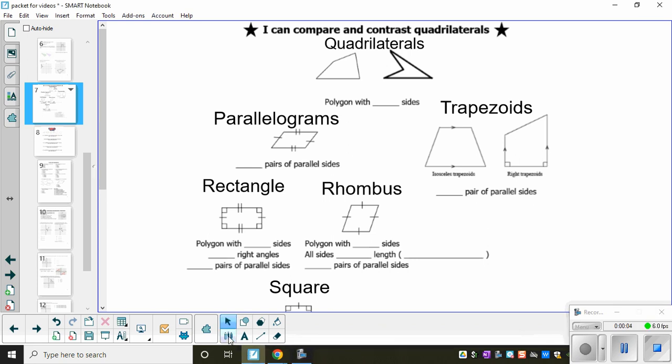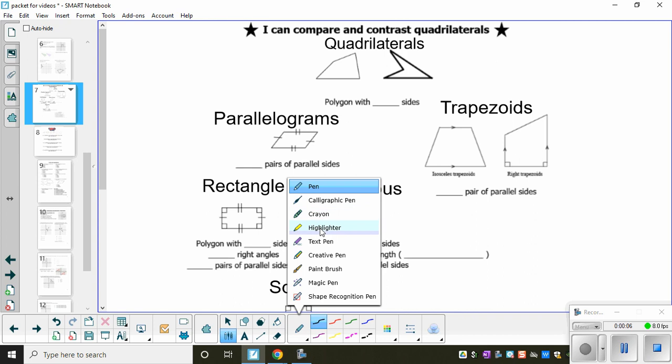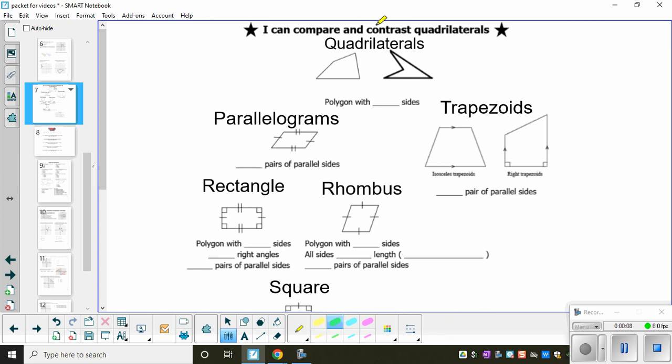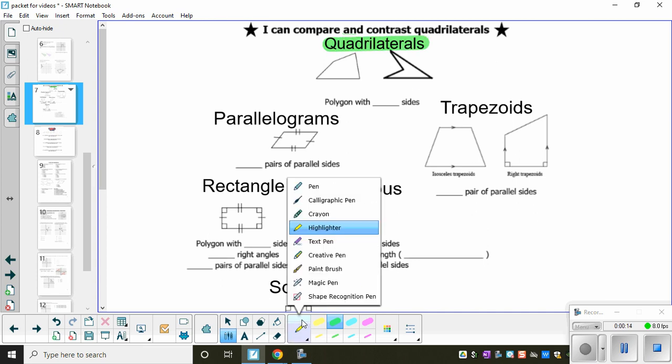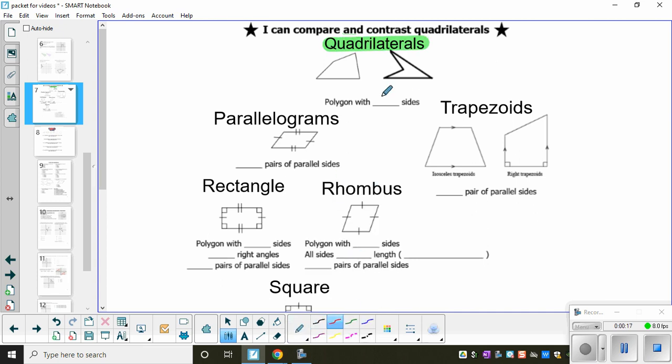Alright, hey there. So today in our video, what we're going to be looking at is actually just a bunch of quadrilaterals. And I think that most of you might remember from elementary school that quadrilaterals are anything that have four sides. So go ahead and jot that down right here at the top that we're looking at quadrilaterals today.